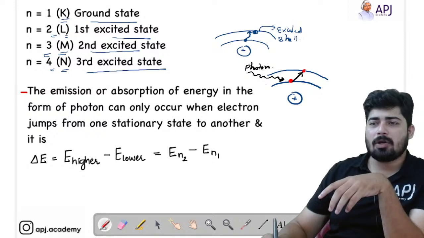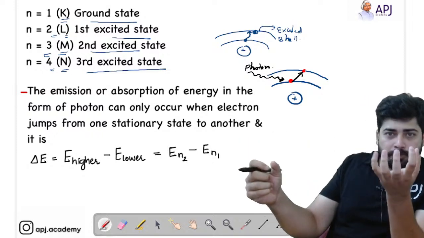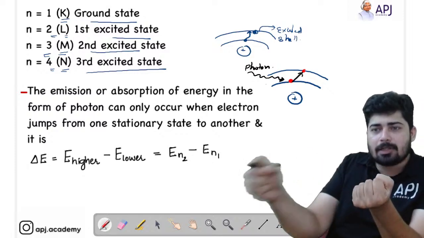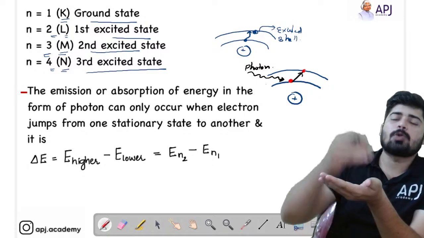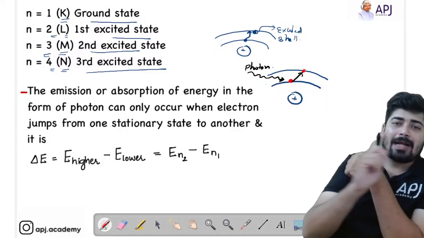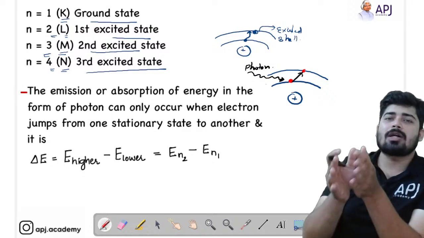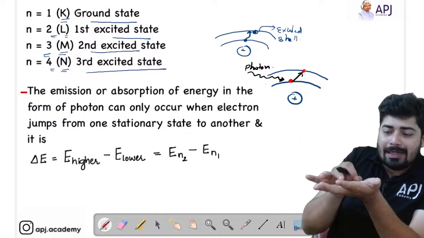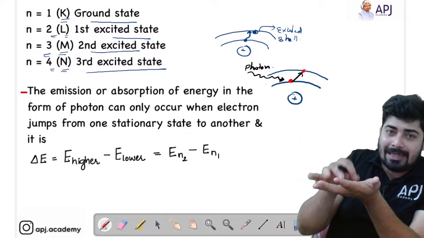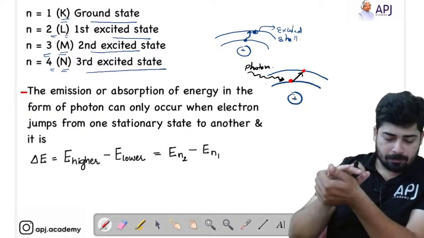So the electron only absorbs or releases energy when it jumps from one shell to another. That means for revolving around the nucleus, it does not require any energy. It only requires energy, or only releases energy, when it jumps from one state to another state.